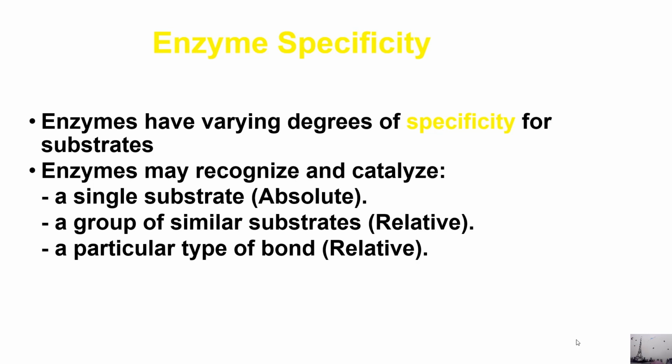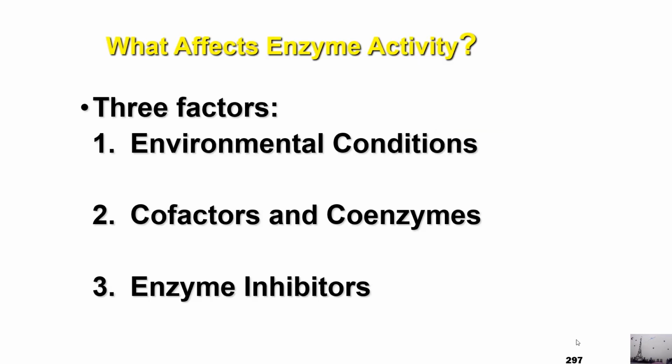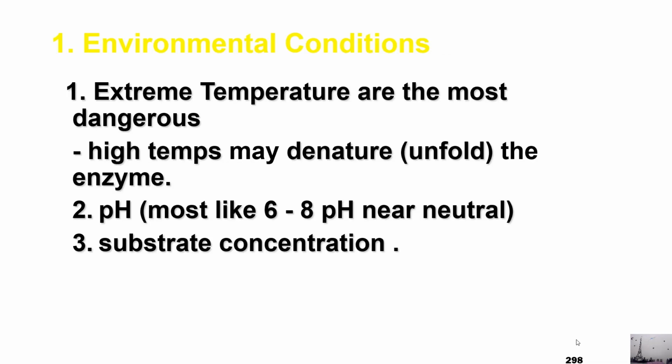Enzymes have various degrees of specificity for substrates. So they may recognize and catalyze a single substrate, absolute, a group of similar substrates, or a particular type of bond. Now, what are the factors that determine enzyme activity? Environmental conditions, cofactors and coenzymes, enzyme inhibitors, etc. So, if we talk about environmental conditions, extreme temperatures are the most dangerous. High temperatures will denature or unfold the enzyme, unfold the 3D structure of the protein, and then the protein will no longer be functional.